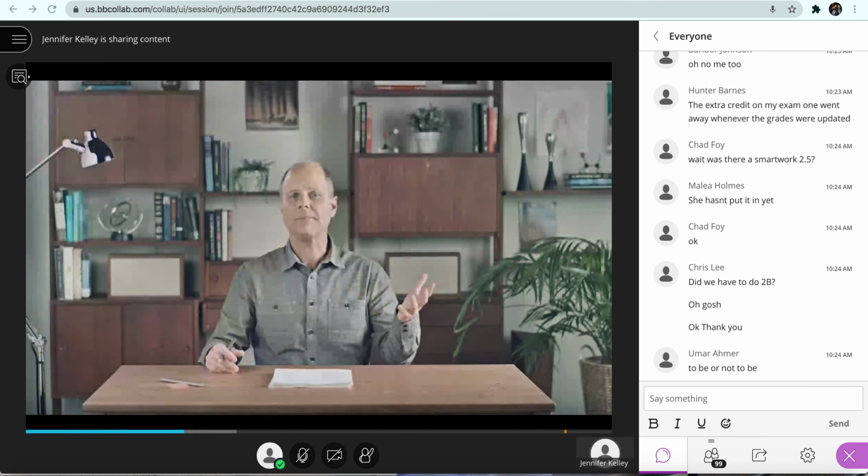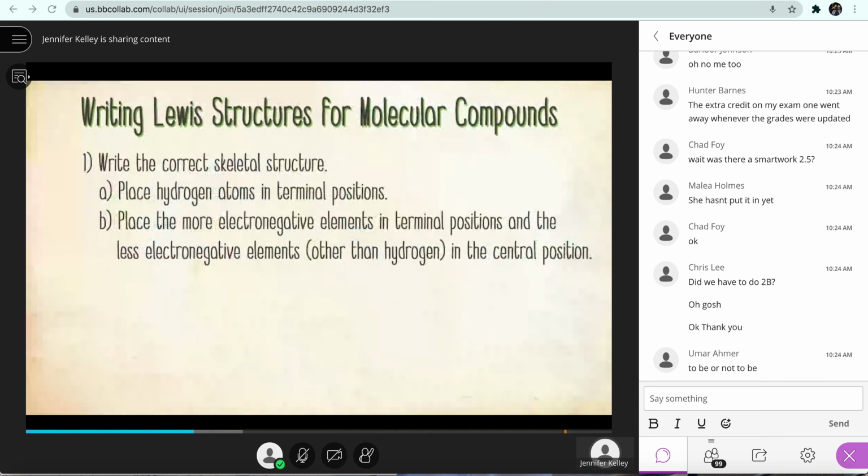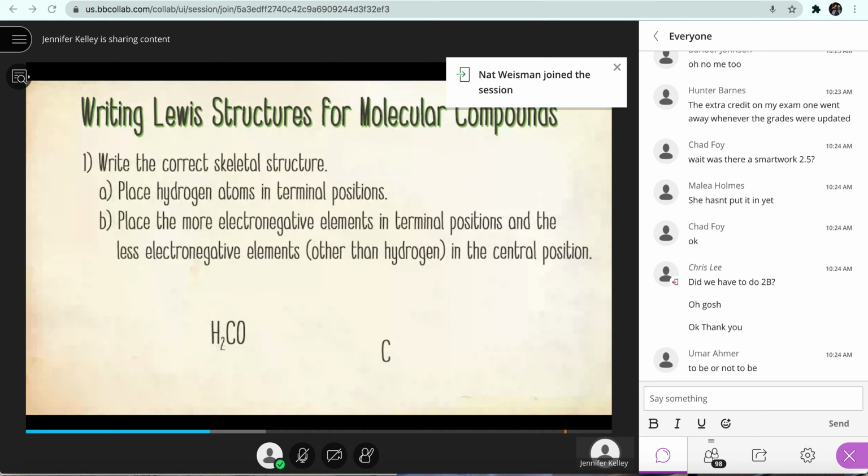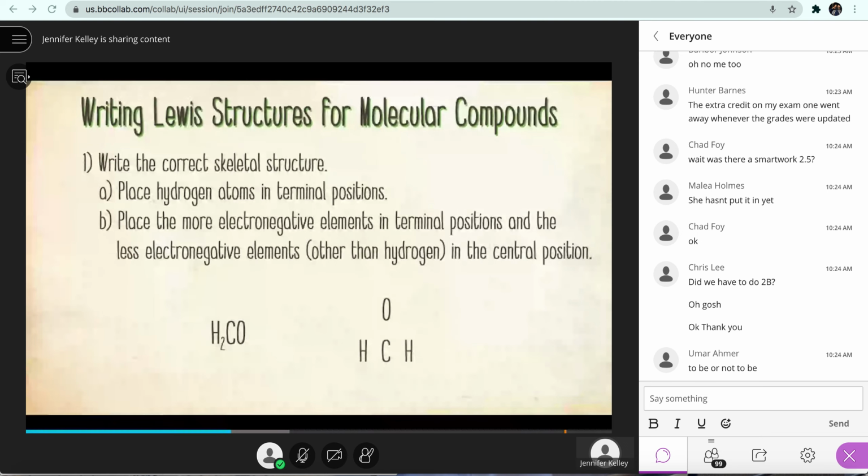central position. For example, suppose you wanted to write a Lewis structure for H2CO, which is formaldehyde. You begin by drawing the skeletal structure. The least electronegative atom is carbon, so place carbon in the center. Place the hydrogens on either side of carbon. Oxygen is more electronegative, so place oxygen in a terminal position. In this case, above or below carbon.